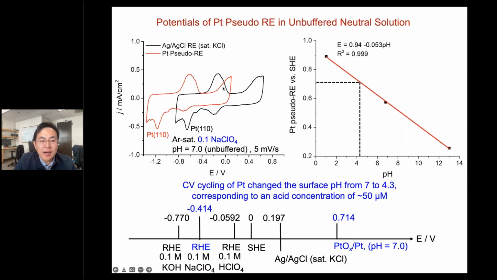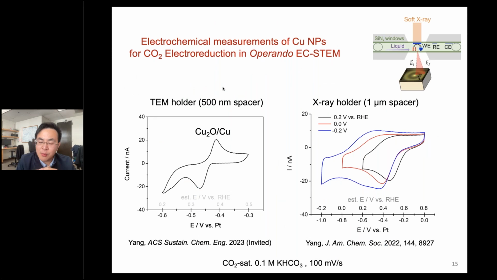So then I'm going to cover one realistic example. We cannot work only on platinum. It has beautiful electrochemical behavior, but we want to get into real-world applications. So one example I have been working on at Berkeley is to study the copper nanocatalyst for CO2 reduction.